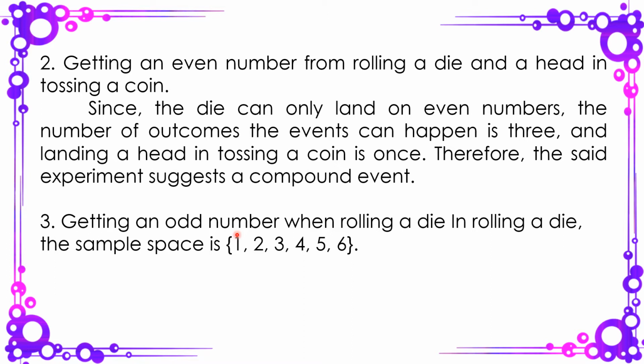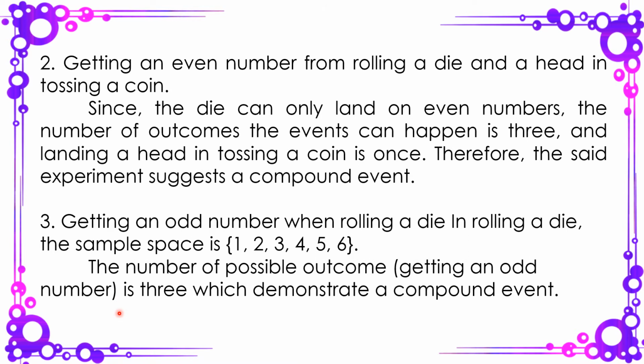And if we want to get an odd number, these are 1, 3, and 5. So this is simply called a compound event because we have two or more possible outcomes.